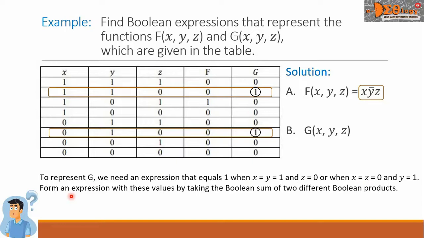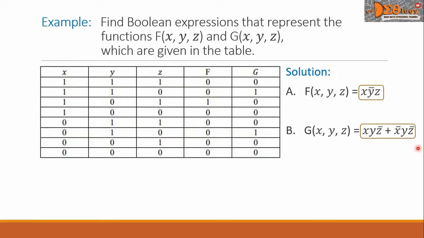So we are going to form an expression with these values by taking the Boolean sum of two different Boolean products. For our first line here, this will be represented by x times y times z bar. Then plus the second line, x bar times y times z bar. This is our final answer.